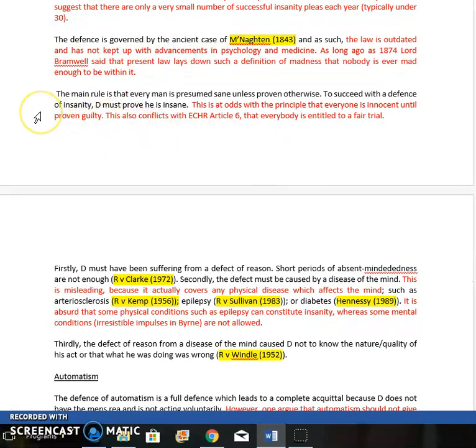So starting off with how it works then, the main rule is that every man is presumed sane until proven otherwise, and the defendant must prove that he is insane. I can criticise this because the fact that the burden of proof is on the defendant is at odds with the general principle that you're innocent until proven guilty. Also conflicts with Article 6 of the European Convention on Human Rights, that you're entitled to a fair trial. What should happen is you raise the defence of insanity. Prosecution should have to prove that you don't meet it.